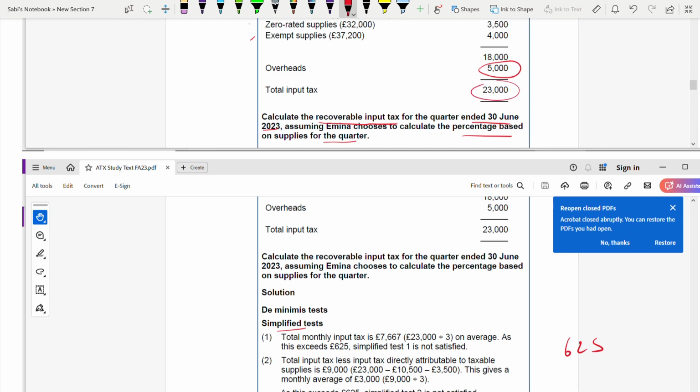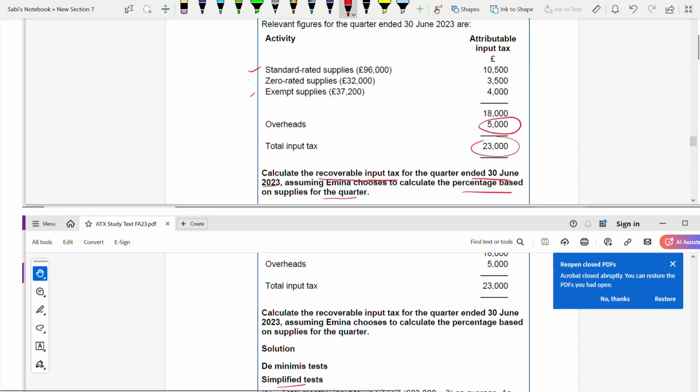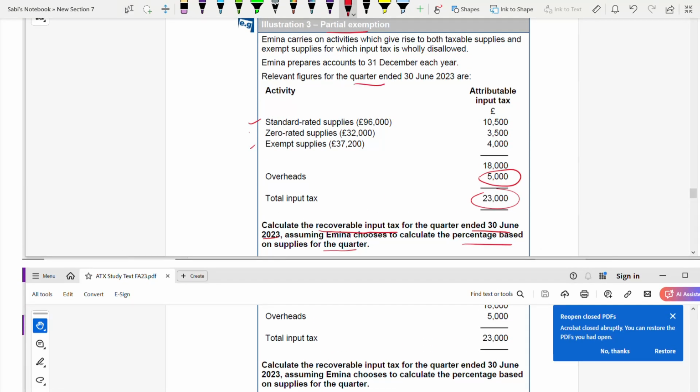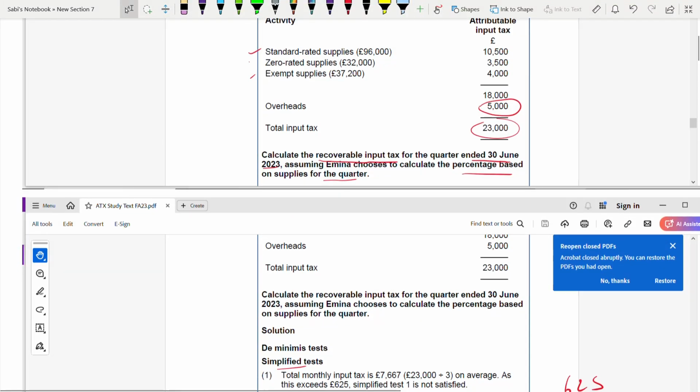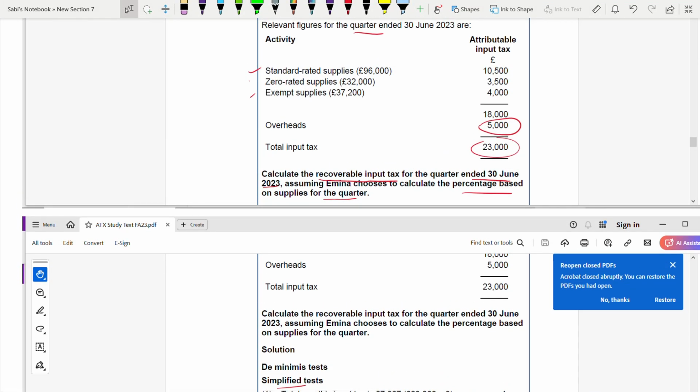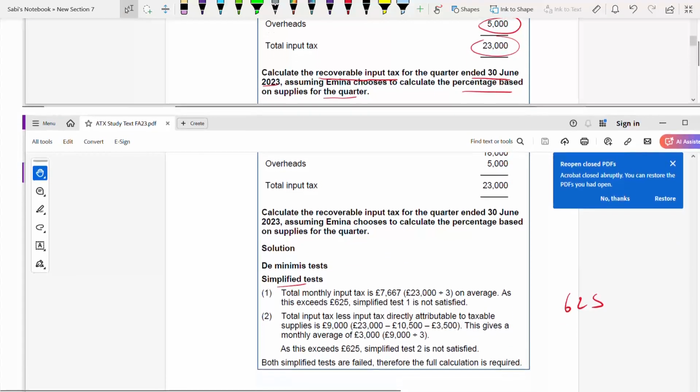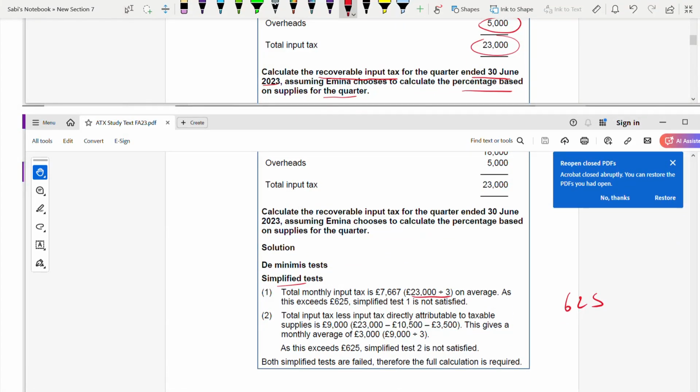23,000. This is the quarter. Relevant figures for the quarter ended 30th June. So here, how many supplies are you making? 3 supplies. Standard rate, zero rate, exempt rate, and on average. So because of on average, this 23,000 you have to divide by 3. And this is your total monthly input tax.